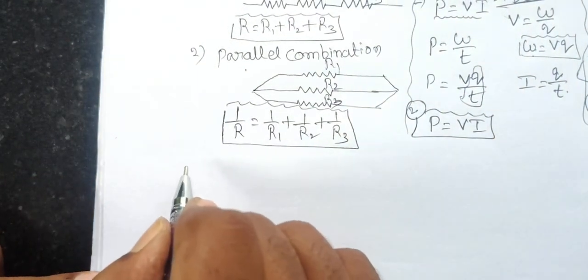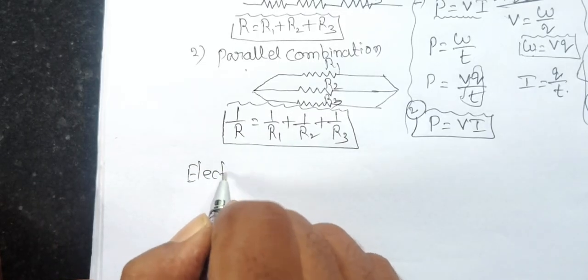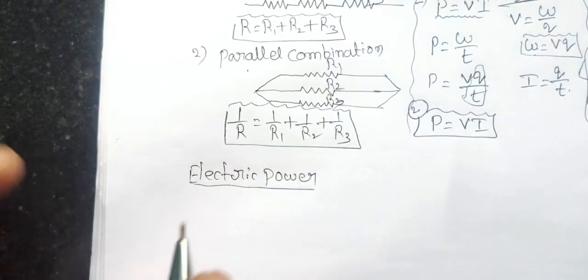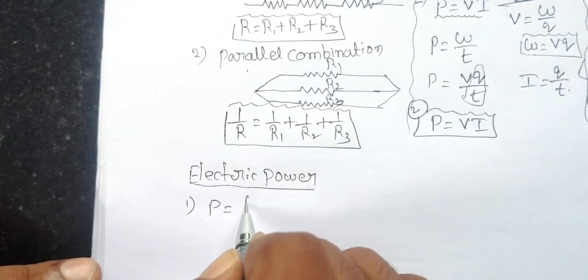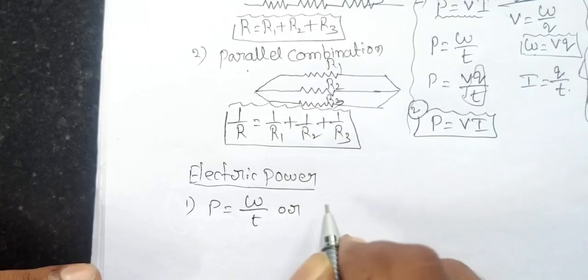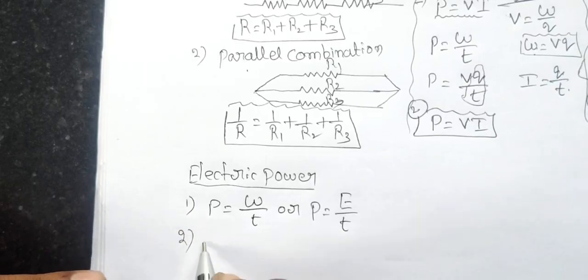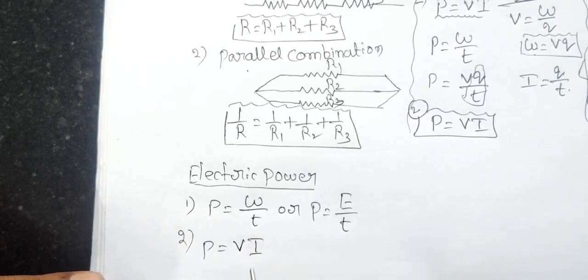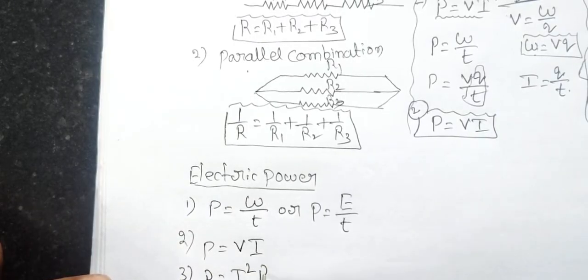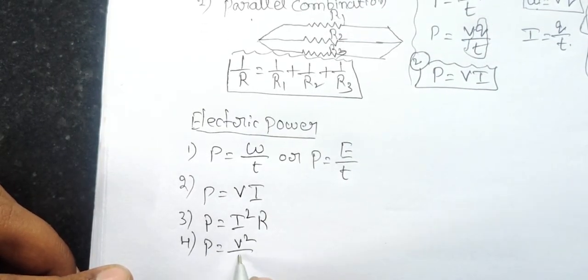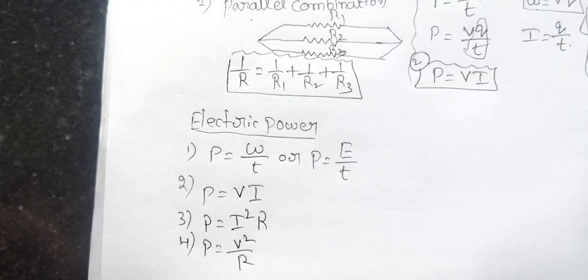See, my dear students, here mainly I am saying about electric power, we have four main formulas. First one is electric power P is equal to work by time. Sometimes we can write power is equal to energy by time also. Second one is power is equal to VI, potential difference into current. Third one is power is equal to I square R. Fourth one is power is equal to V square by R. These four formulas we should remember whenever we study about electric power.